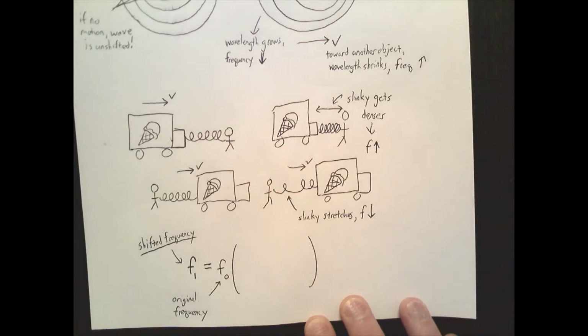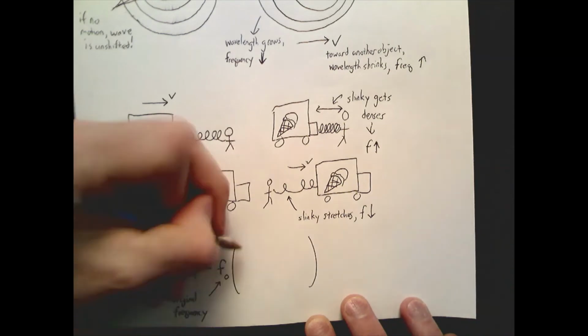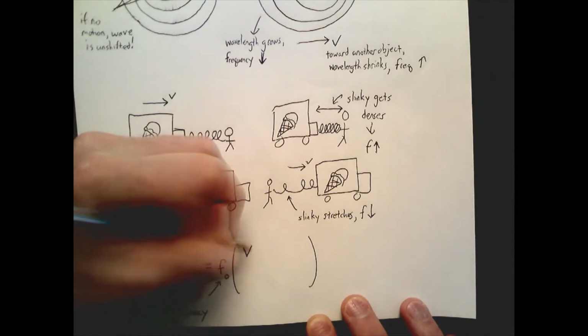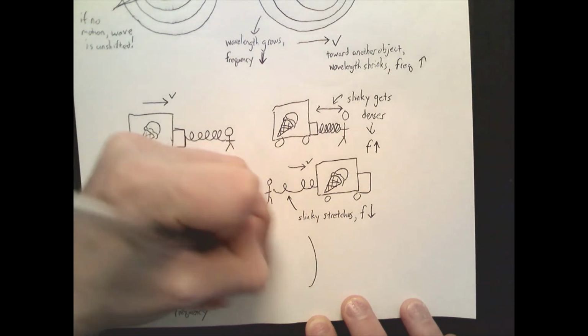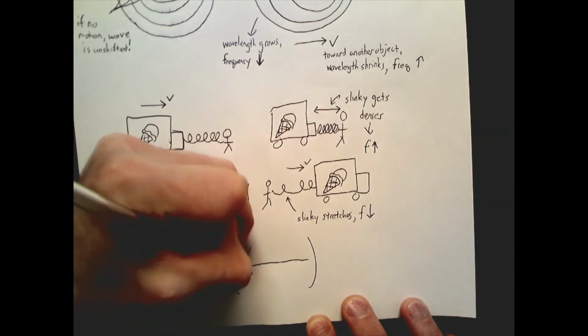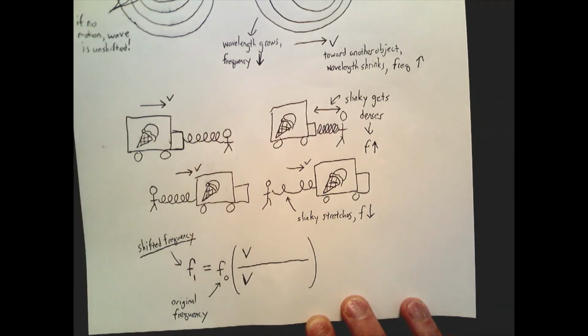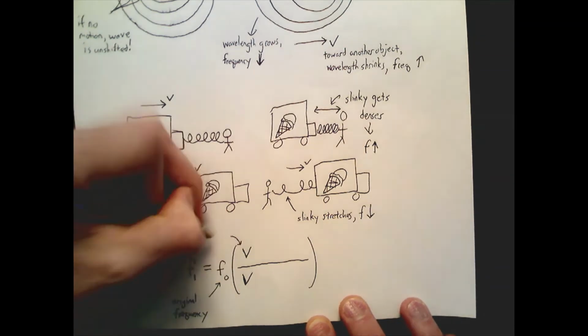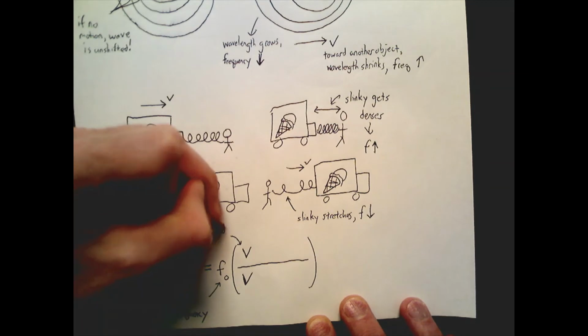There's big parentheses, you know something's coming. I'm going to write v here. I'm going to divide it by another v. These v's here are not going to have any subscript on them. This is going to be the speed of sound in air, or whatever medium that we're working in. Speed of sound.